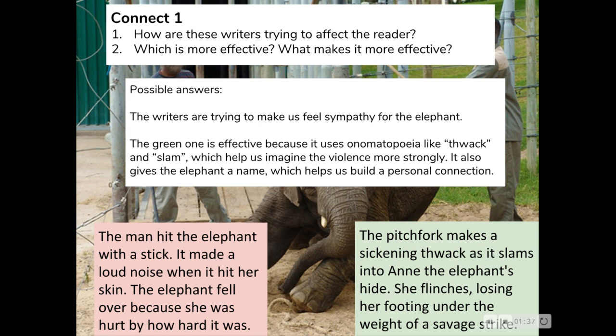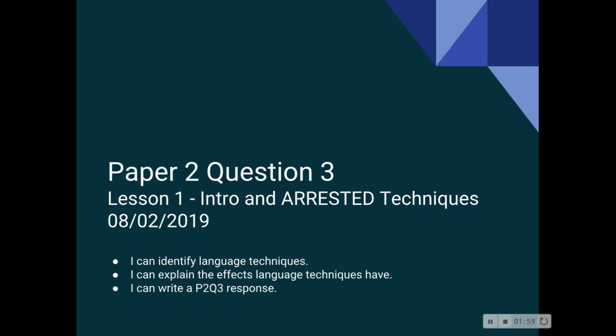Also, you might have noticed another thing, that the green one gives the elephant a name, which helps us build a personal connection and helps build that sense of empathy. Or perhaps you talked about different vocabulary, like sickening, flinches, the alliteration of savage strike. All great things to talk about, and all have to do with Paper 2, Question 3.